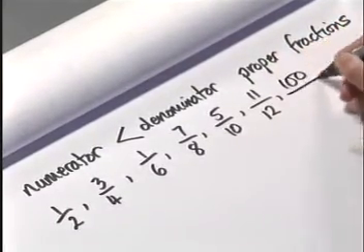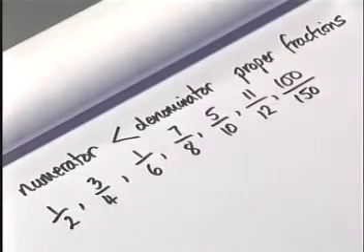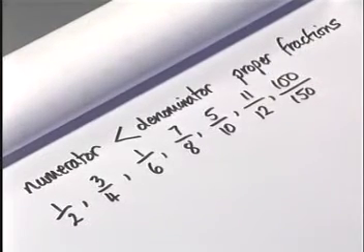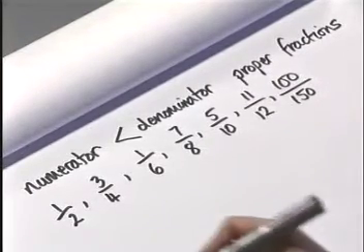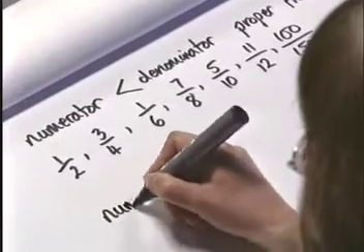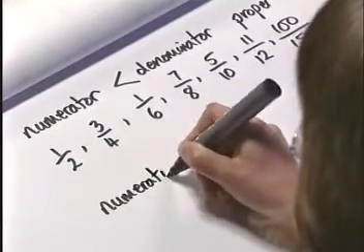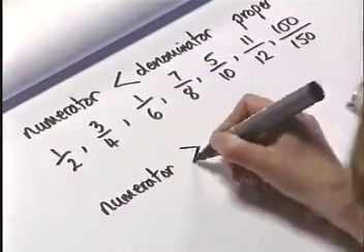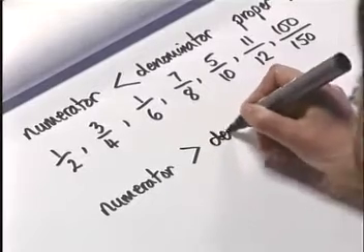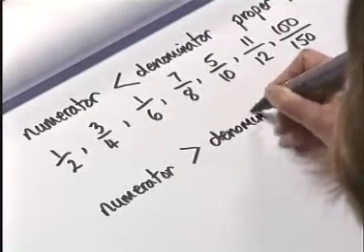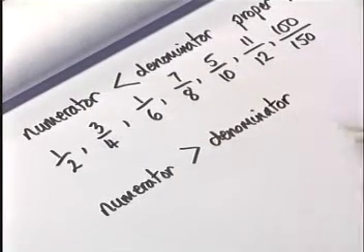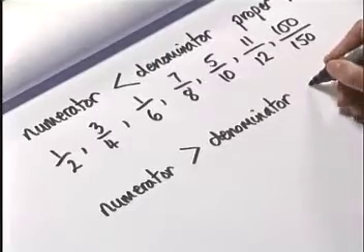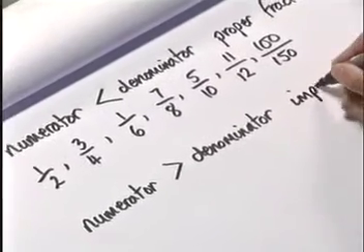So we can have any numbers, 100/150ths, for example. Now, if the numerator is greater than the denominator, then the fraction is called an improper fraction.